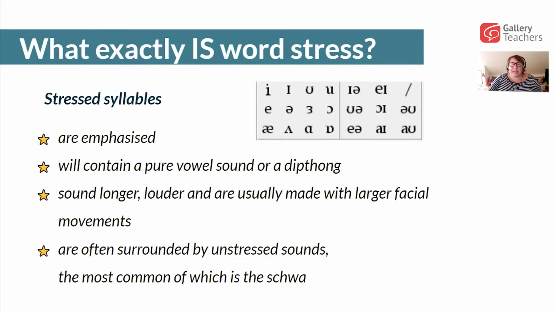It can really support the students if we can model that for them and help them understand the difference between pure vowel sounds or diphthongs and the schwa. That's that little upside down E in the middle, which is the unstressed sound. A stressed syllable is often going to be preceded and succeeded by unstressed syllables, and a third of unstressed syllables are made up with the schwa sound. So it's going to really support the students in their listening and in their speaking if we can help them to hear the difference between stressed sounds and unstressed sounds: stressed syllables with pure vowel sounds and diphthongs, and unstressed syllables which often will contain the schwa sound.